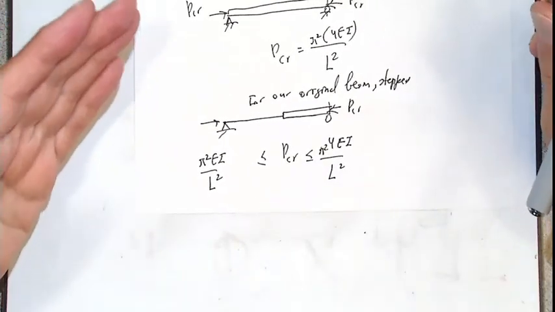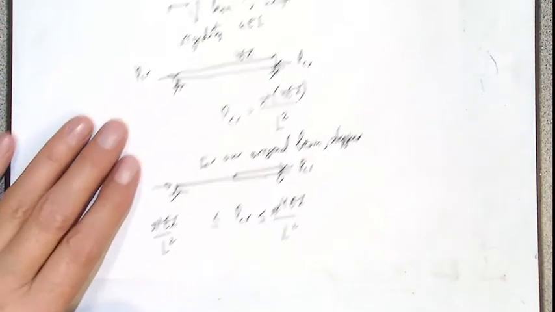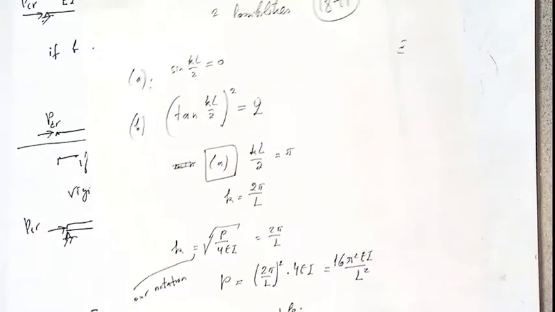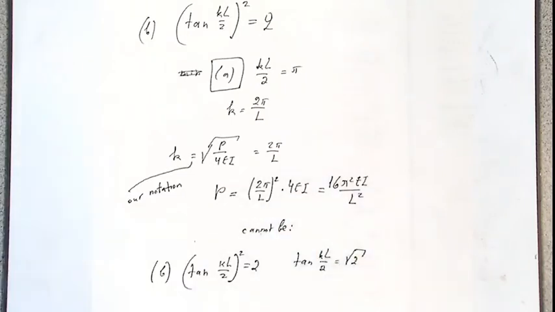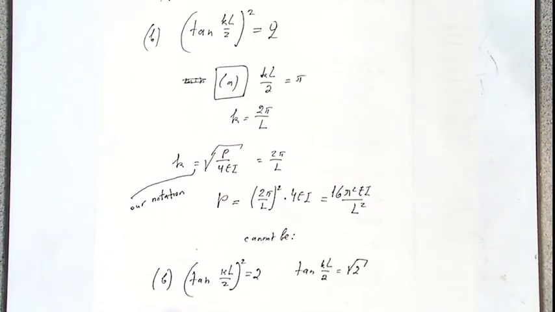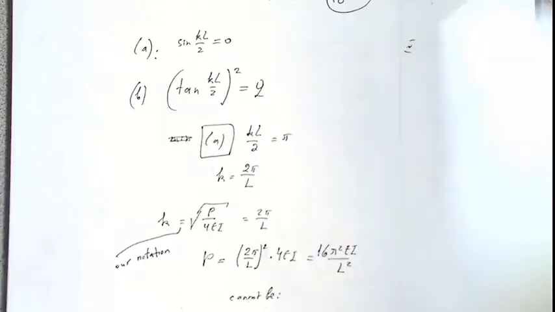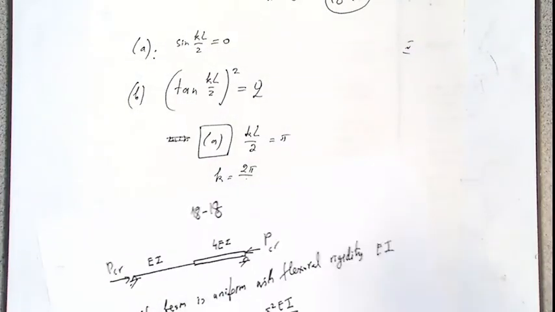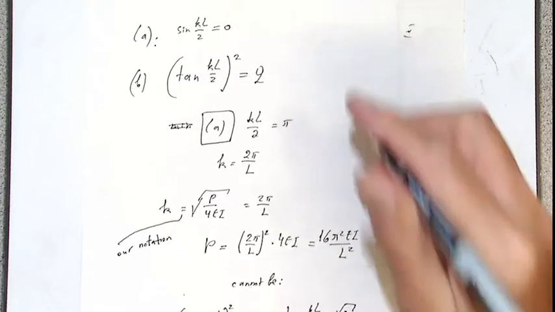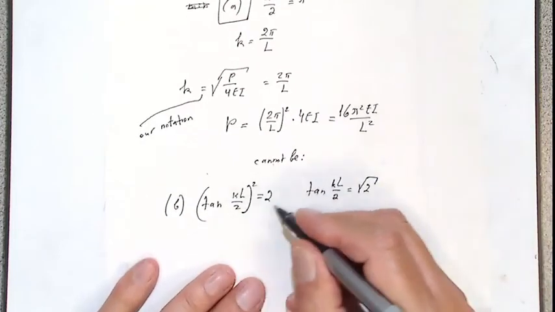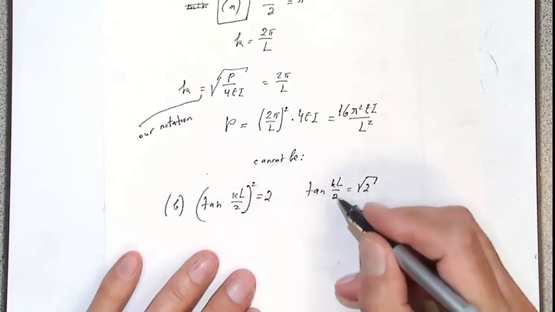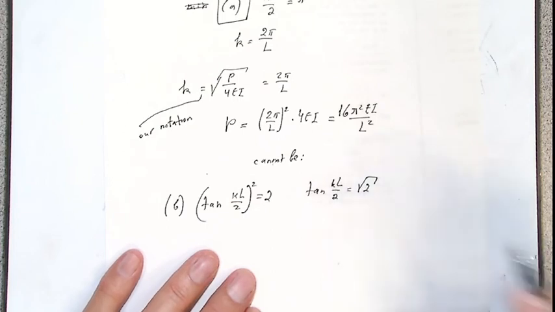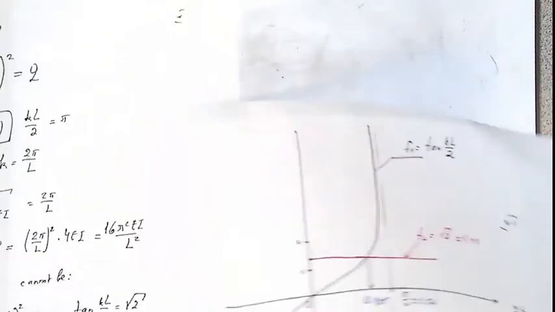But we obtained 16 pi squared, so that is outside this range. So this cannot be. So what can be is the second possibility, equation 1818. That means that tangent KL over 2 squared equals 2, or tangent KL over 2 equals square root of 2. So that is 1819.